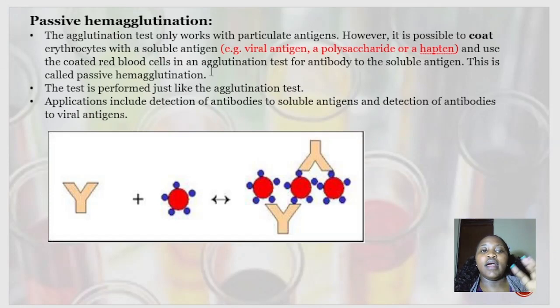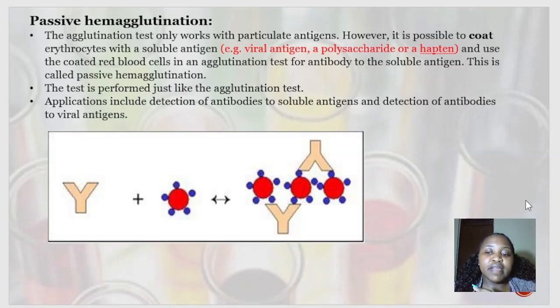Now we talked about precipitation using soluble antigen. We have talked about agglutination using particulate, but it's possible now to check for a soluble antigen by first binding it to a particulate antigen so that you achieve agglutination. And this is what we call passive hemagglutination.